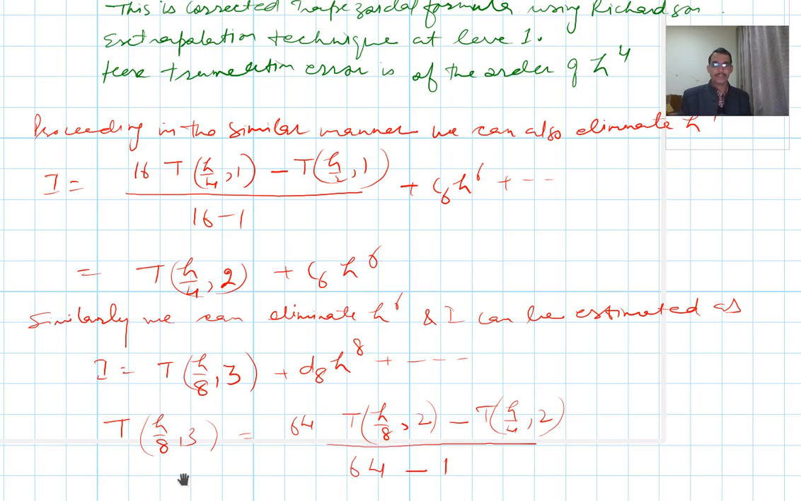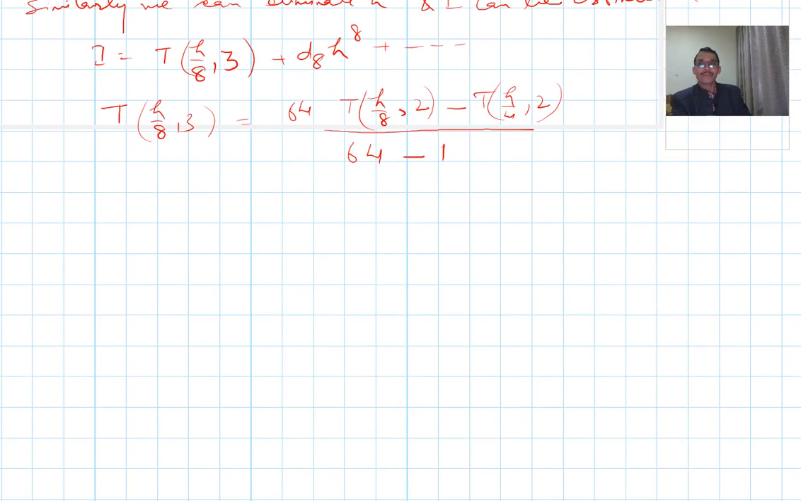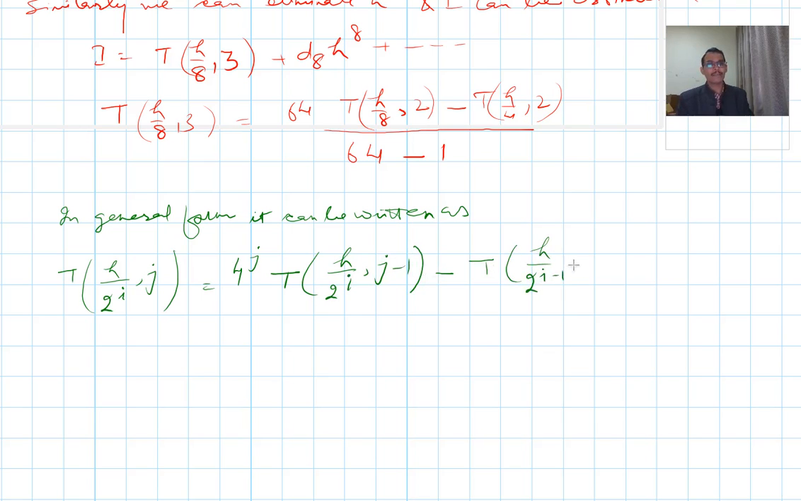So in general form, it can be written as T(h/2^i, j) equal to (4 raised to power j times T(h/2^i, j minus 1) minus T(h/2^(i minus 1), j minus 1)) divided by (4 raised to power j minus 1). That's what we are getting.